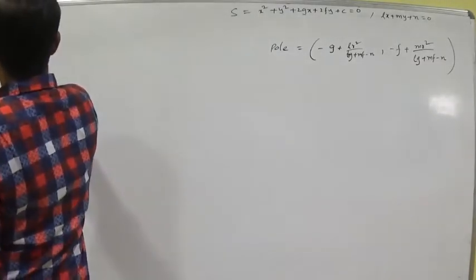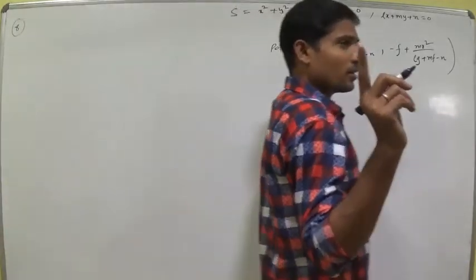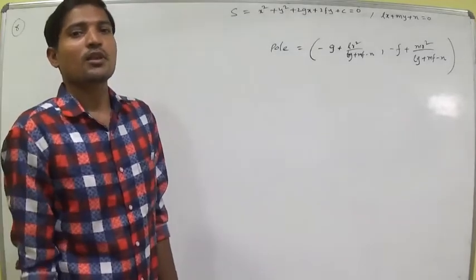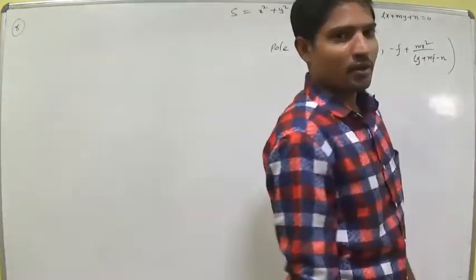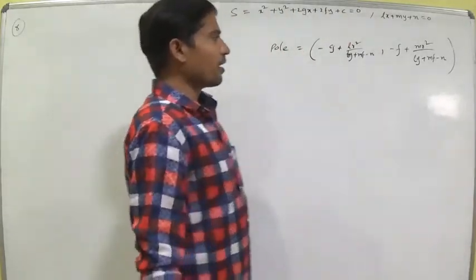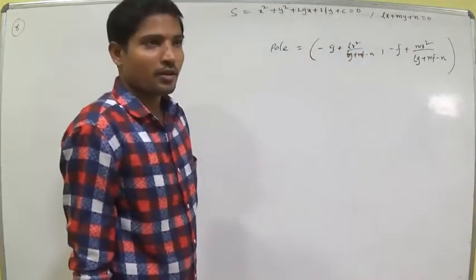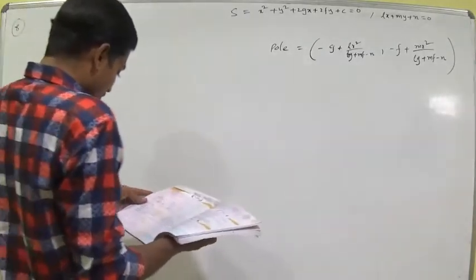Eighth problem. One more formula we have: when the circle is x square plus y square equal to r square, and the polar is Lx plus my plus n, then the pole is minus lr square by n comma minus mr square by n. Remember that formula.